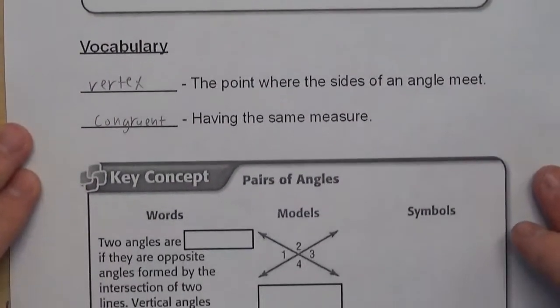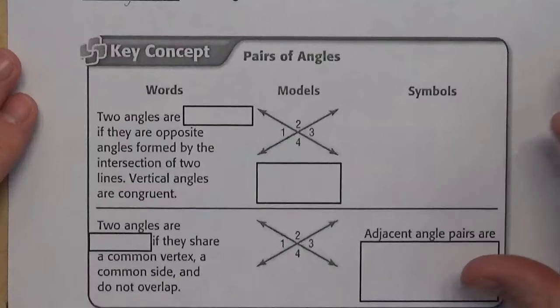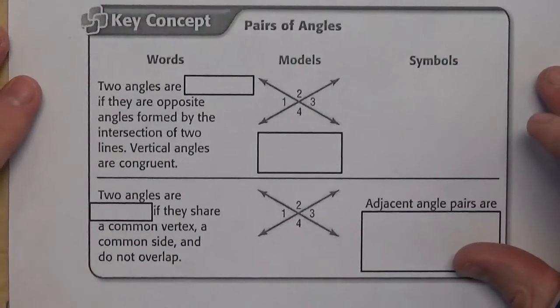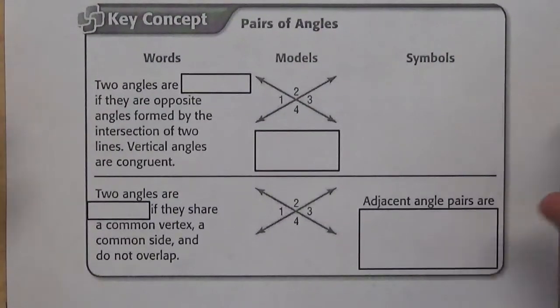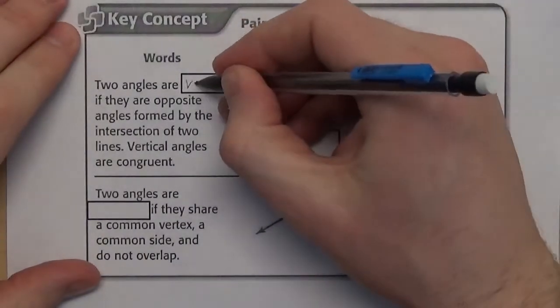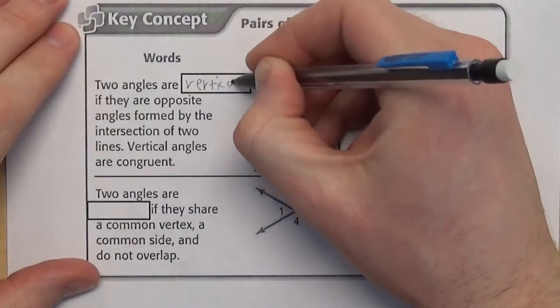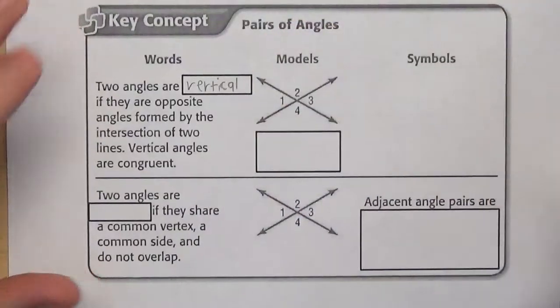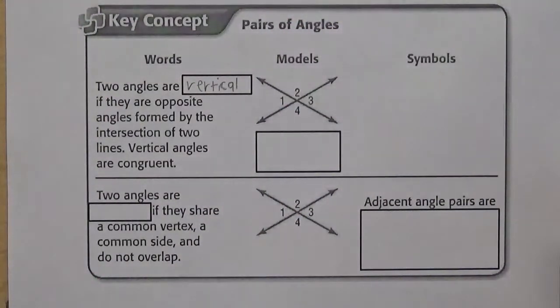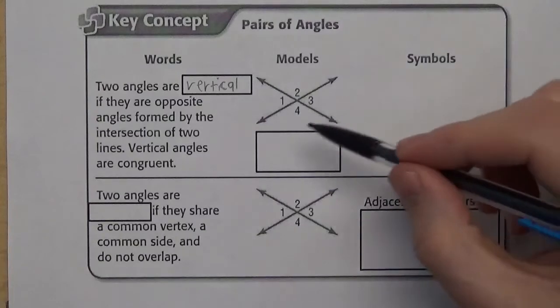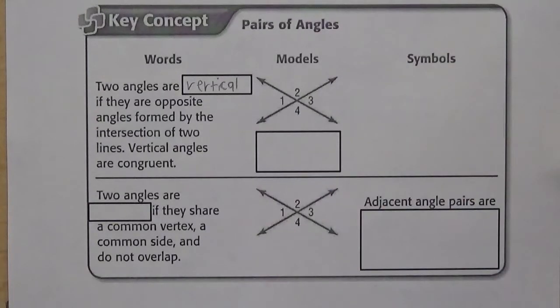All right, let's talk about a couple things maybe that you're not as aware of when it comes to angles. We're talking about different types of pairs of angles that go together. So two angles are vertical angles. I'll fill that in the box there. If they are opposite angles formed by the intersection of two lines, vertical angles are congruent. So we're going to write a couple pairs of vertical angles in here. So they're just angles basically that are across from each other, and they have the same measure.